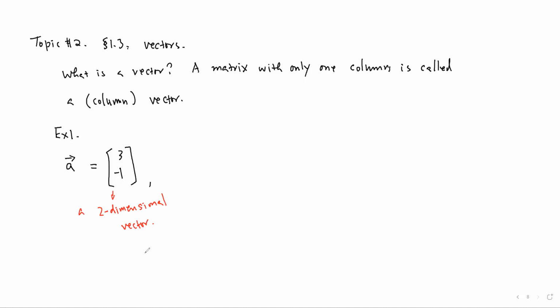How about this? 2, -1, 9, 0. This is a 3 by 1 matrix, a matrix with only one column. It is a vector. Now this time, this is a 3-dimensional vector. Let me give a name. Let me call it E, with an arrow. This vector is a 3-dimensional vector.